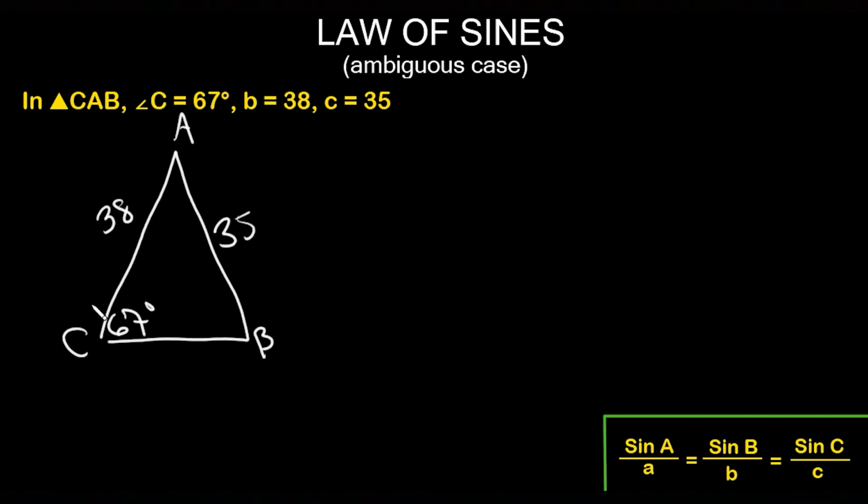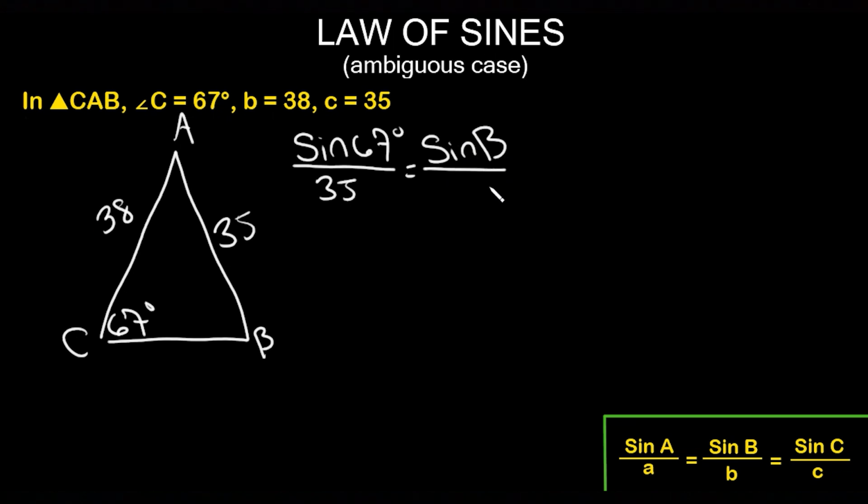So first, I have this ratio right here, right? It's a known ratio. I have 67, and then opposite to that, I have 35. So I could write here sine of 67 degrees all over 35, okay? Equal to, from here, I could get angle B. I could say sine of angle B, right, all over 38. And so from here, I can solve for angle B. So I'm going to go ahead and plug this into my calculator, and I'm going to get angle B, right? So I'm going to go ahead and do that right now. Make sure you're in degrees when you do this. So you're going to do sine of 67 degrees. You're going to divide by 35, okay?